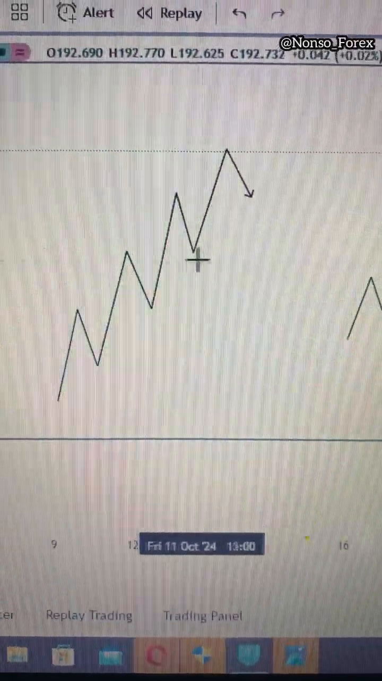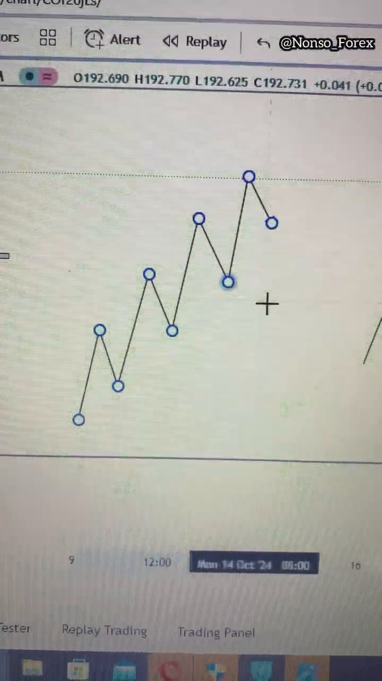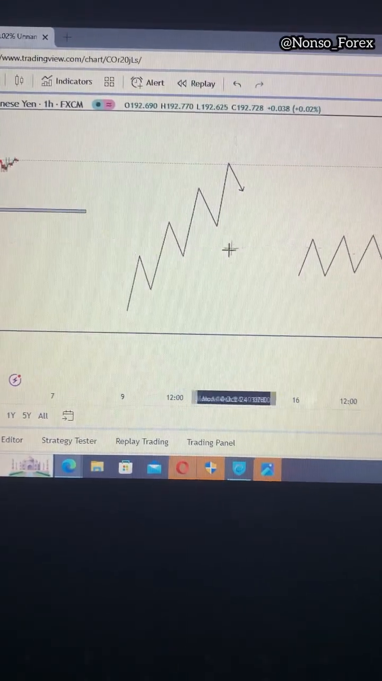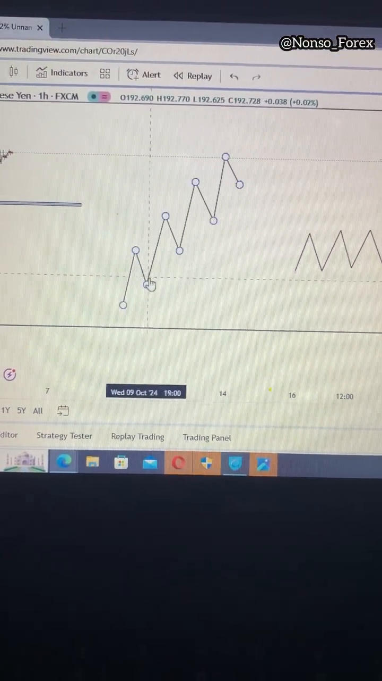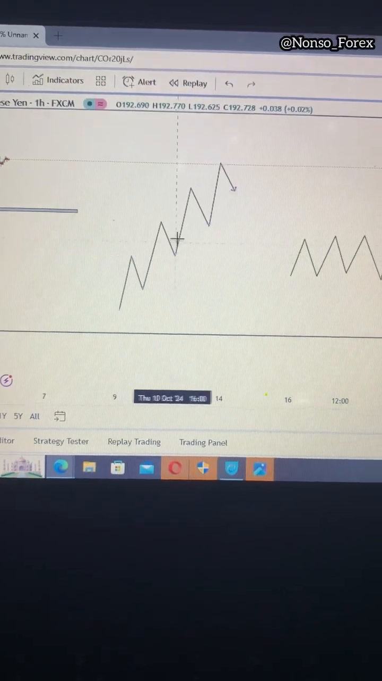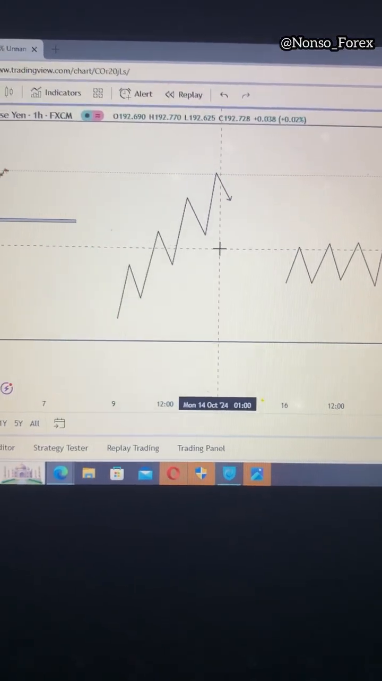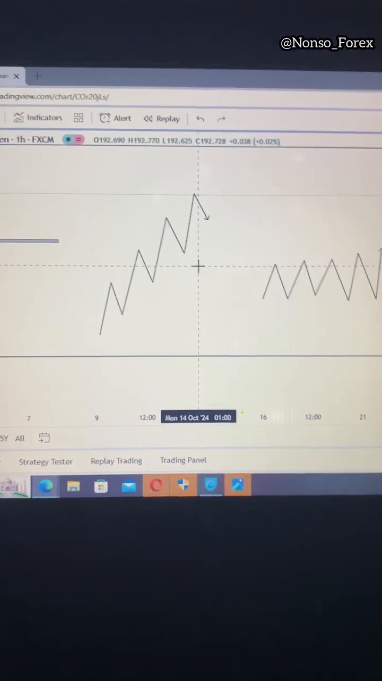In a bullish market structure, there's always a principle guiding it. This is a bullish market structure. How do you know if a market structure is bullish? You will see a series of higher highs and higher lows. This is a higher high and a higher low, a higher high and a higher low, a higher high and a higher low. This is completely a bullish market structure.